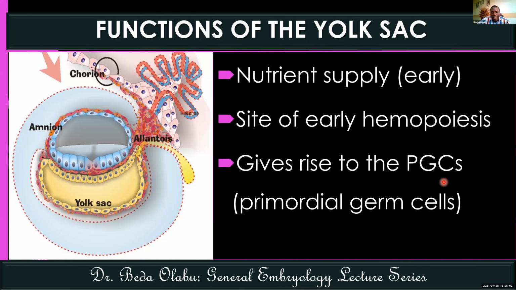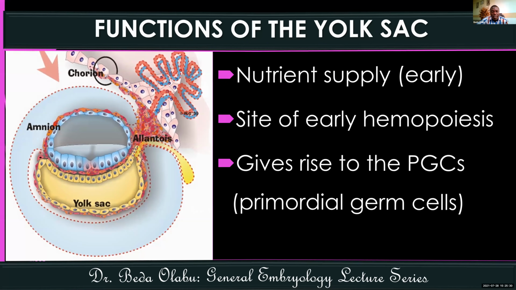Last but not least, in our lectures of gametogenesis, we indicated that the yolk sac gives rise to the primordial germ cells. So this is where the primordial germ cells came from. The cells come from the wall of the yolk sac. Then they migrate and invade the developing gonad to give rise to spermatogonia or oogonia, depending on the type of gonad we're talking about. So these are the key functions of the yolk sac.